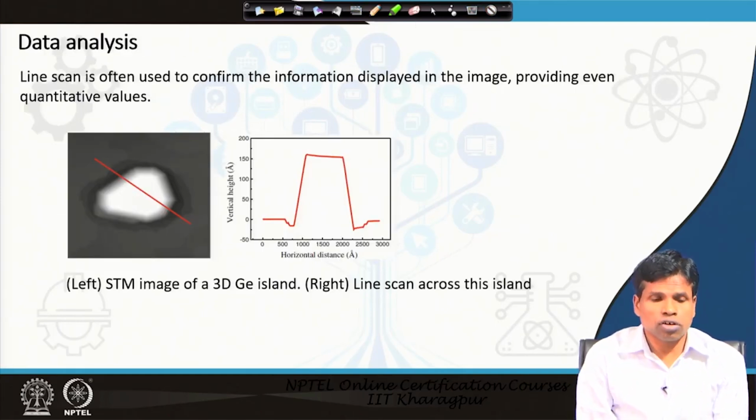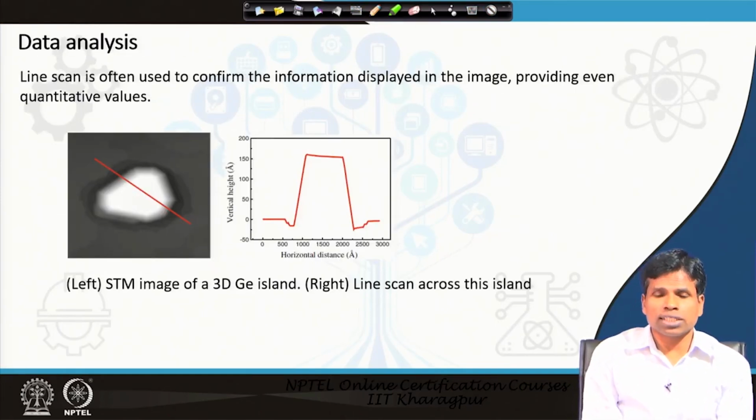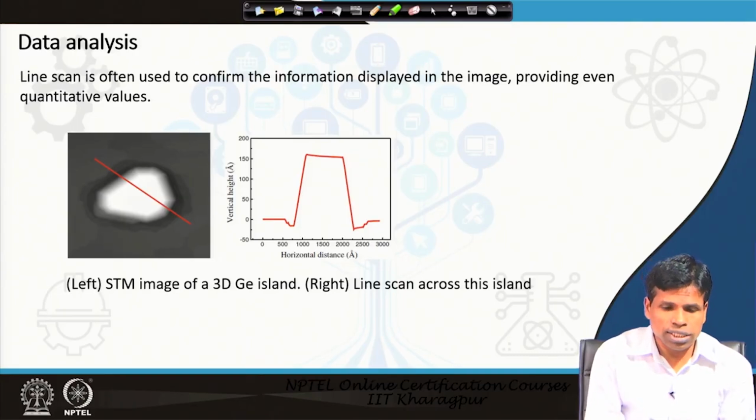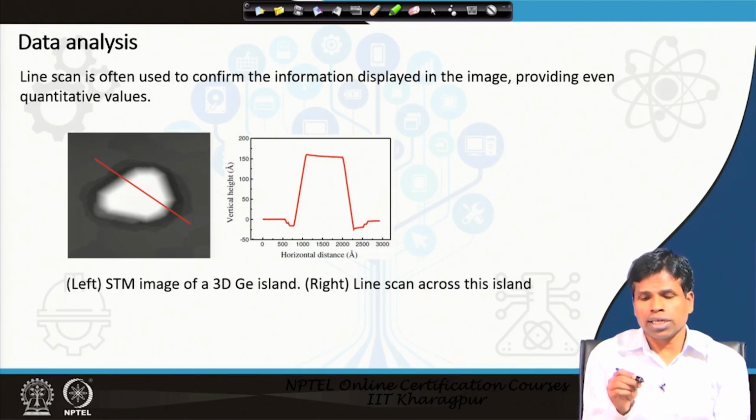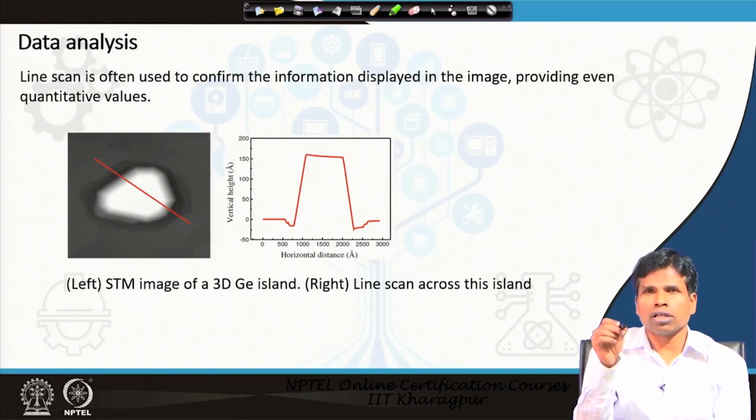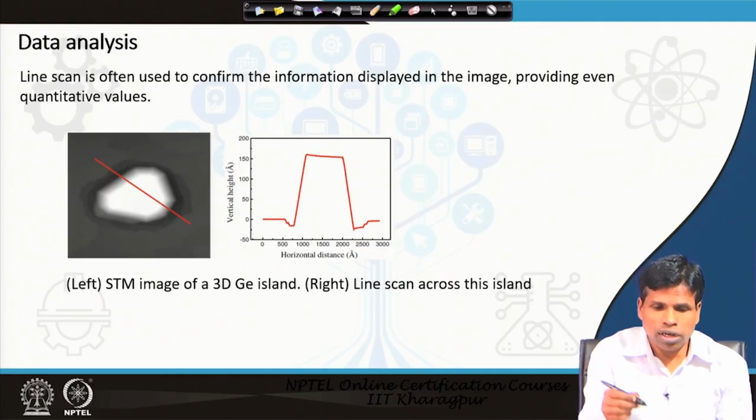For data analysis, as per the concept, I have discussed one line scan. This is another example of how the line scan provides quantitative information. In this case, it was a 3D germanium island on the surface, and we could see by taking a line scan, this red line is a line scan. By taking a line scan, we know which region has a downward direction of the sample, and which region has an upward direction of the sample topology.